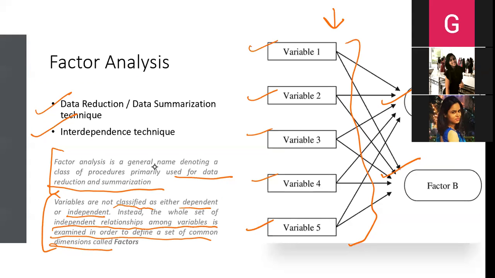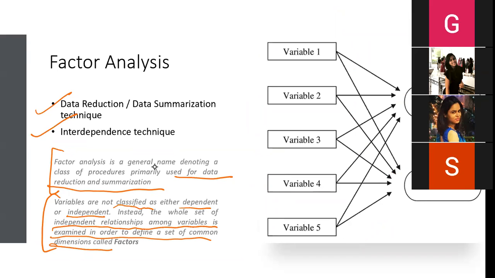So how are we doing this data reduction? Are we decreasing the data? Are we deleting the data? What are we doing? We are reducing data, but how? We are grouping variables under one factor. Exactly, we are grouping the variables.